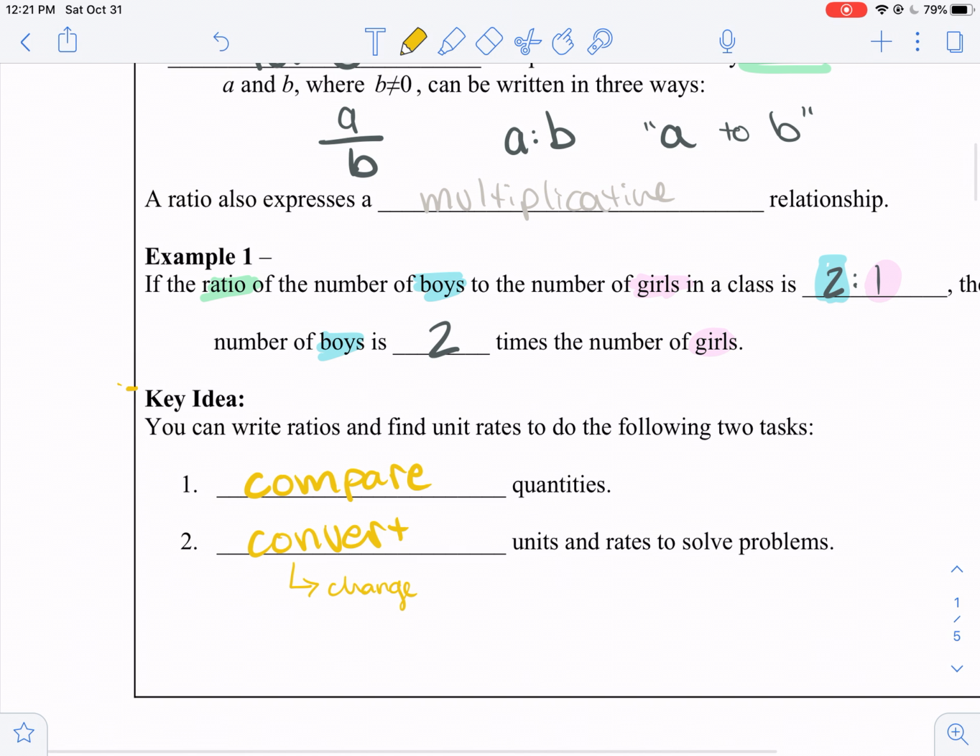We're changing it into a different unit, into a different rate. So this is our key idea of the day. It is our goal. So let's go ahead and commit, achieve, accomplish our goal.